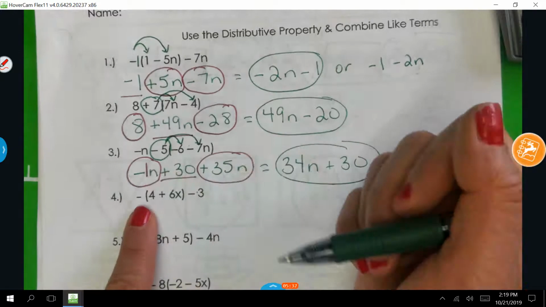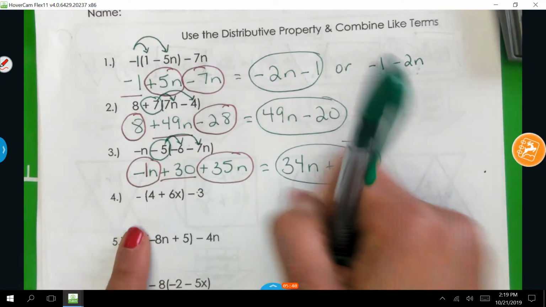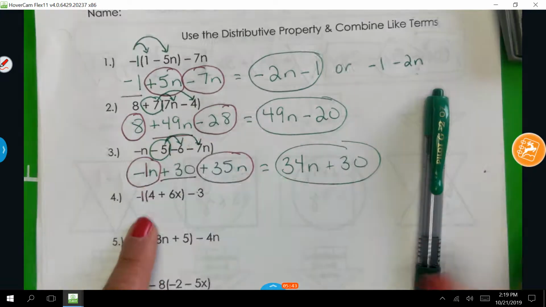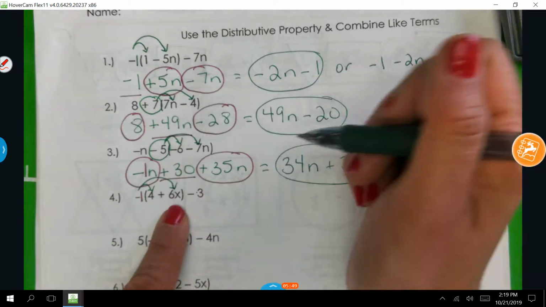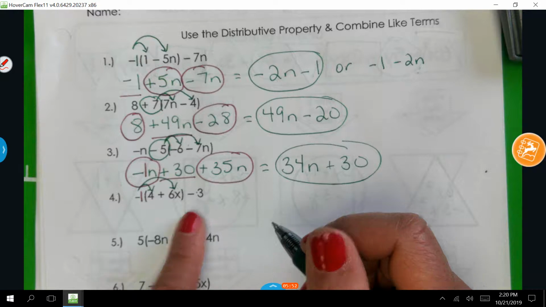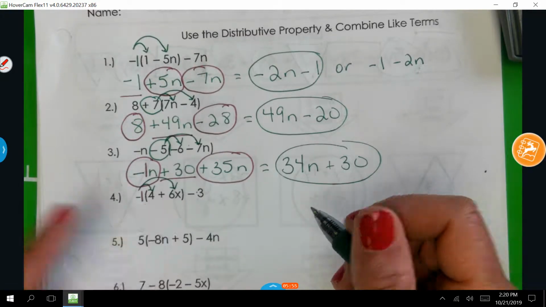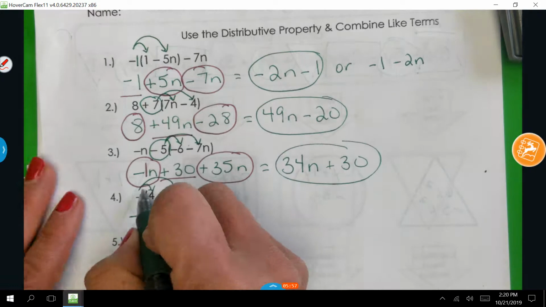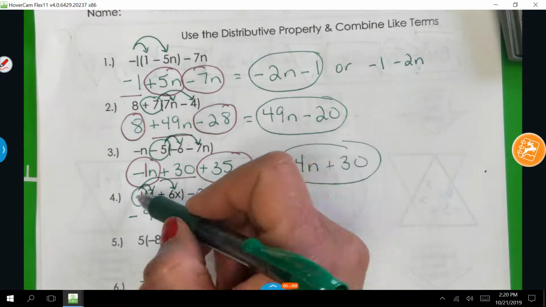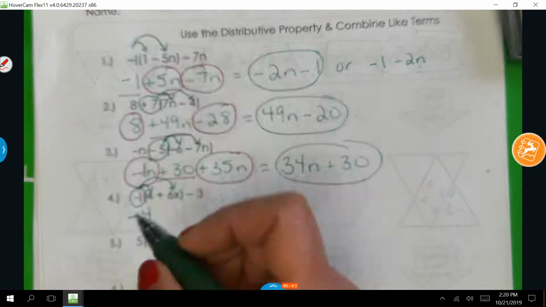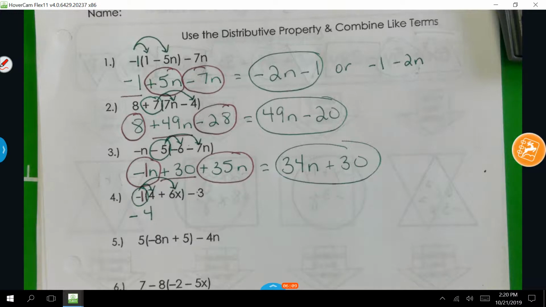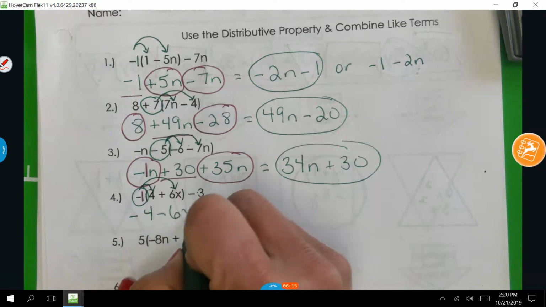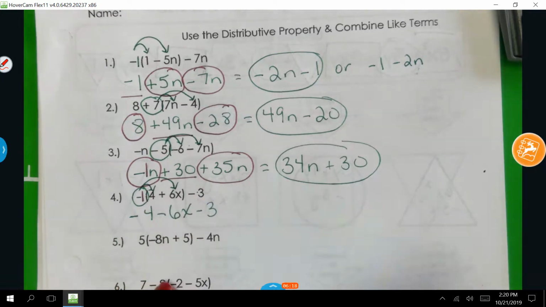And we're back to this again. What is really in front of this parenthesis? Negative 1. There's a 1. Now we can distribute negative 1 times 4, negative 1 times 6. We can't do anything with the minus 3 yet. So negative 1 times a positive 4 is negative 4. Again, you're distributing the negative 1. And what is negative 1 times positive 6x? Negative 1 times 6, class. Thank you. Negative 6 and put the x. Now just recopy minus 3.